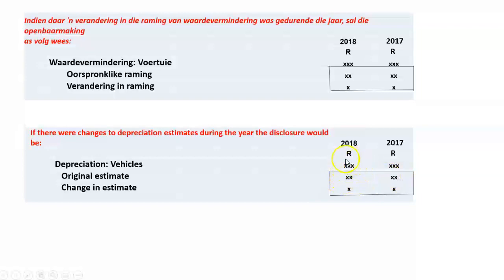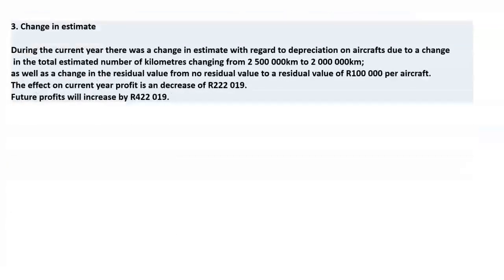That one there on top is the actual depreciation charge. So obviously the difference between the two will be the impact of the change on the current year's figures, and that will be attributable to the change in estimate. So make sure that you can actually disclose these things properly.